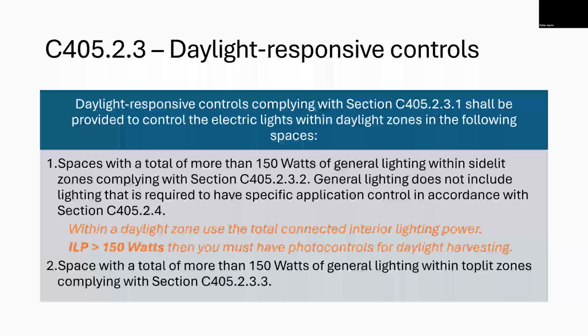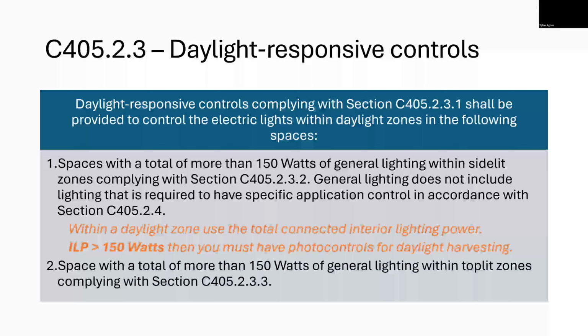So, daylight responsive control, my favorite, the one that I get the most questions on. Daylight is broken up into 2 types right now, side-lit zones and top-lit zones. Okay, and so you have to identify if your building has those, and then draw the area to calculate it, but also identify its location, because that's important for exceptions, and basically go from there.